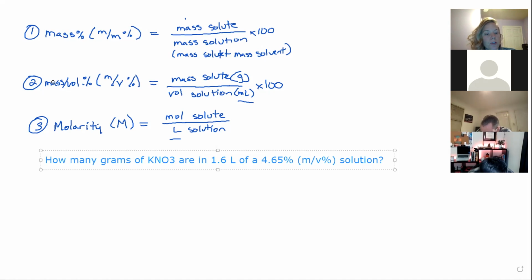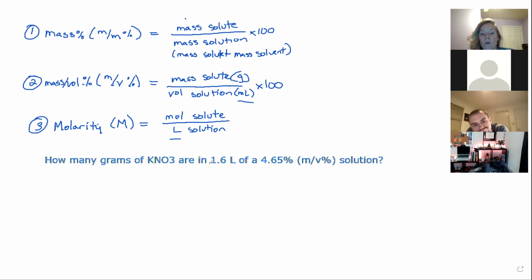Okay, so for this second problem, we're going to look at equation number two, our mass volume percent. Why? Because the problem is telling us something about mass volume, so it makes sense to use that one. You're not always given the two things on the right and asked to solve for the percentage or the molarity. Sometimes you're given the percentage and one of these things and you have to solve for the other. And that's what's going on in this.